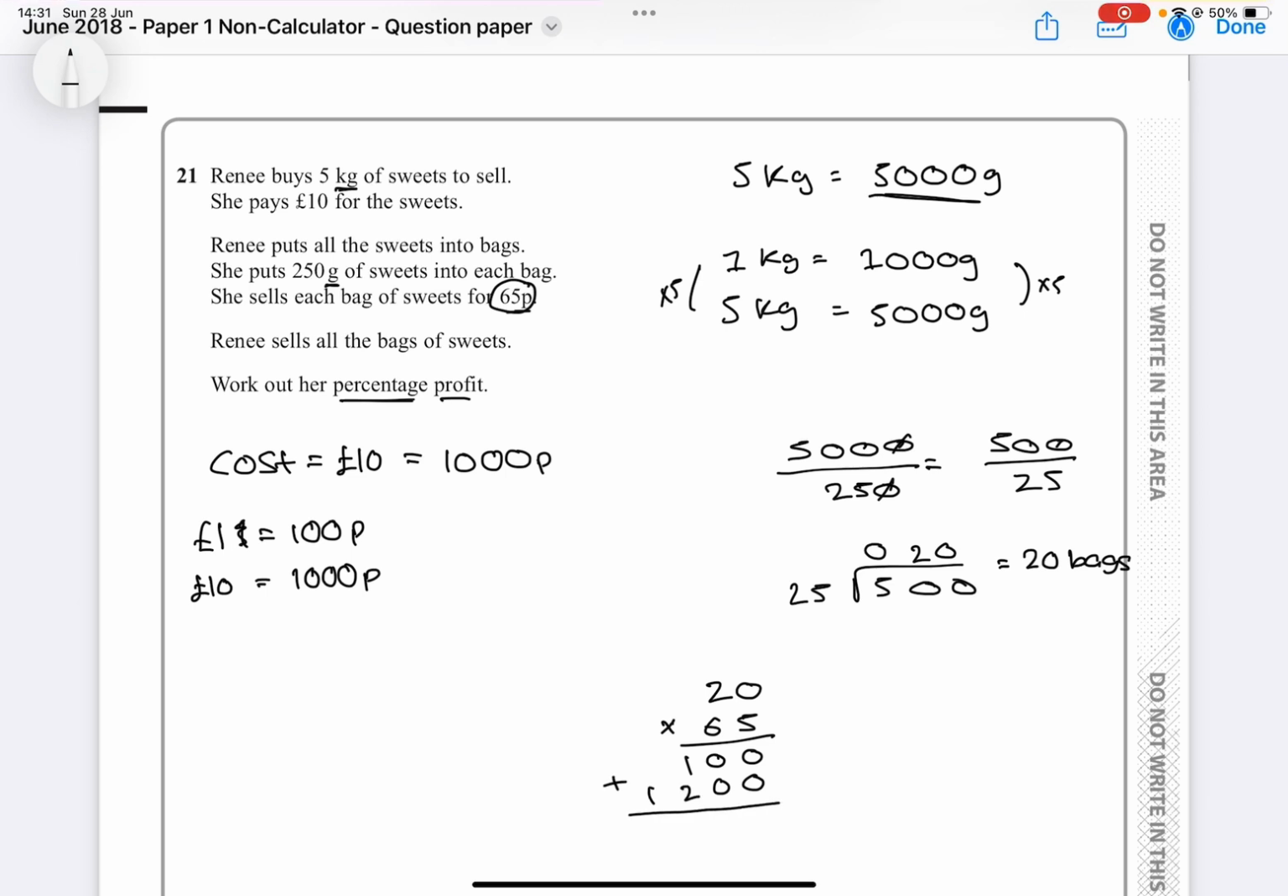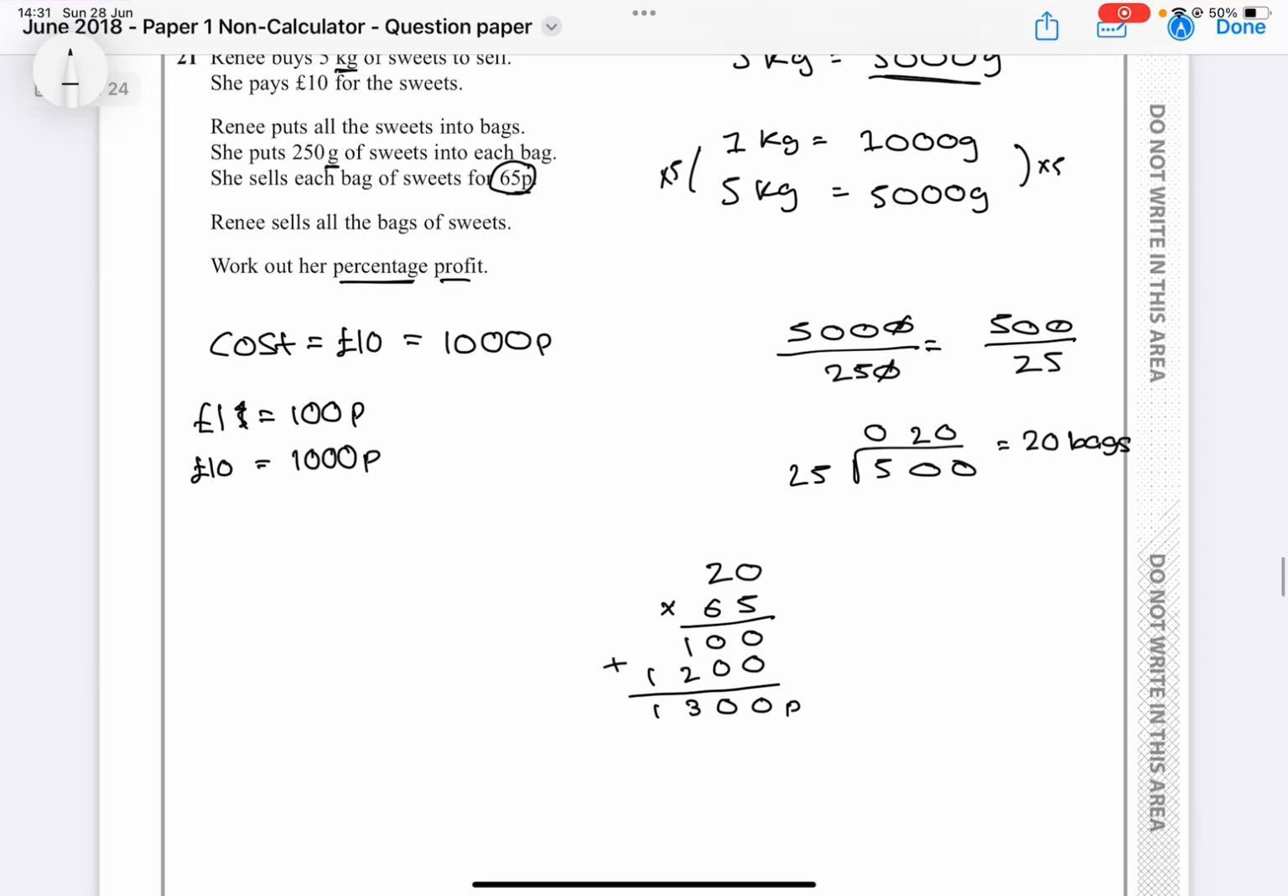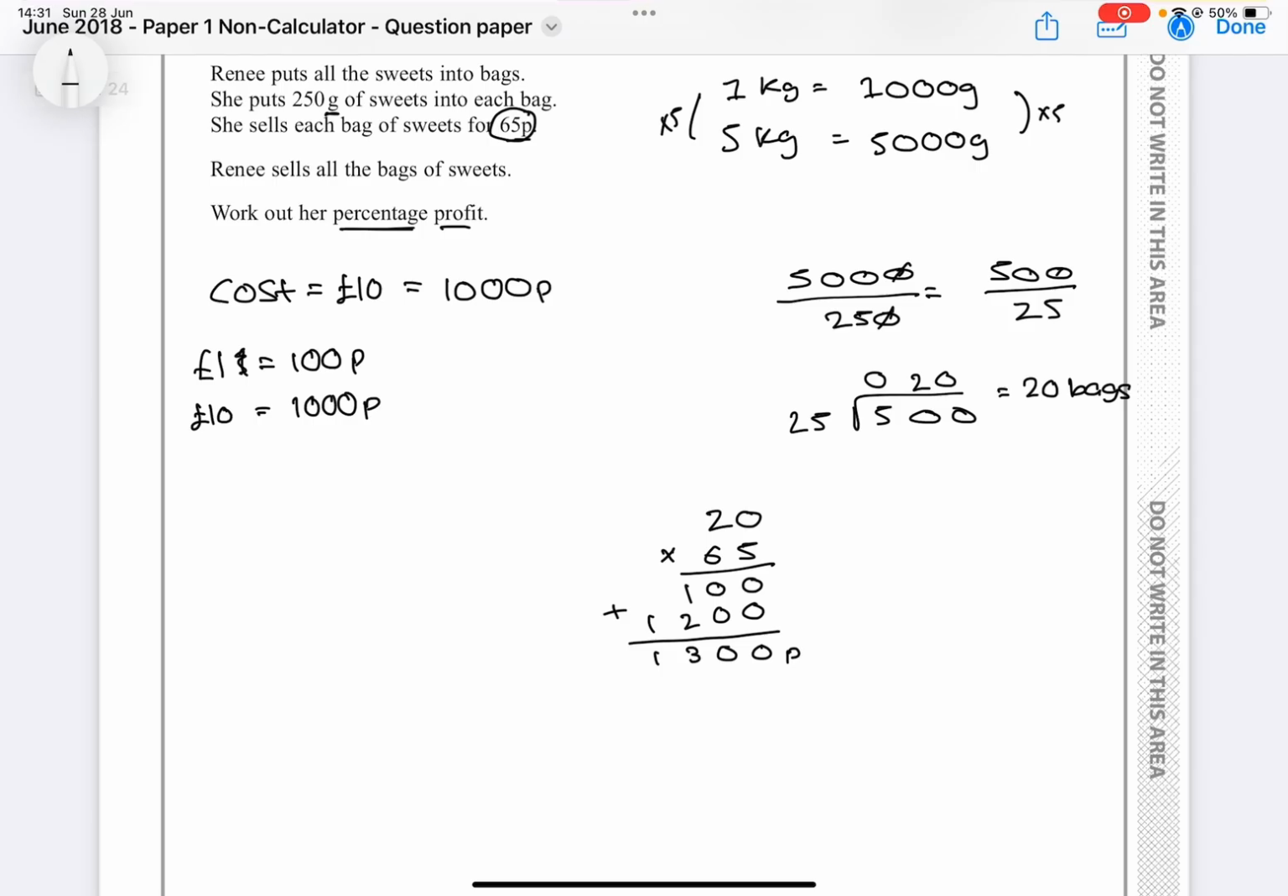6 times 2 is 12. Add these up. 0 plus 0 is 0. 0 plus 0 is 0. 1 plus 2 is 3. And remember, there's a 0 over here, an imaginary 0 as a placeholder. So 1 plus 0 is just 1. So 1,300 pence. Okay? This is how much revenue she makes.